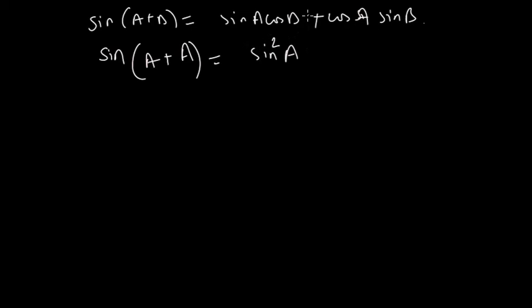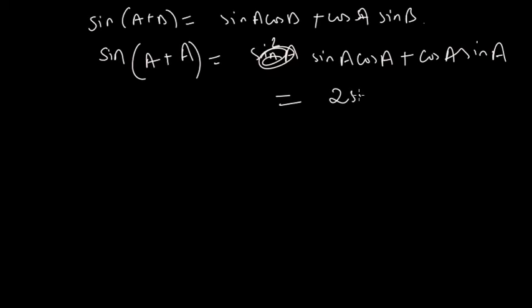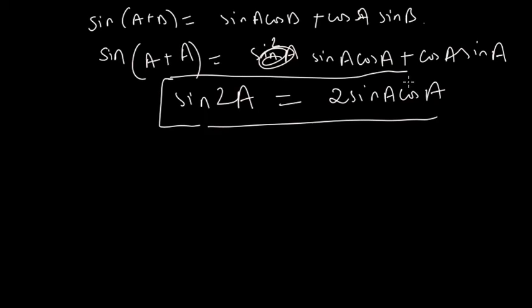sin 2a is equal to sin a cos a plus cos a sin a, right? So these products are the same, and this will be 2 sin a cos a. So sin(a plus a) is nothing but sin 2a. Therefore sin 2a is equal to 2 sin a cos a, okay? Are you getting my point?